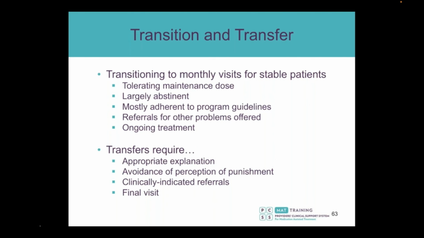They are largely abstinent. And if they're only largely abstinent, not fully abstinent, then I would also add that the use that they are engaging in is not causing problems that would allow you to tick off those symptoms in the DSM. They are mostly adherent to program guidelines, as well as to referrals for other problems, and they plan on ongoing treatment. So those patients can move to monthly visits.